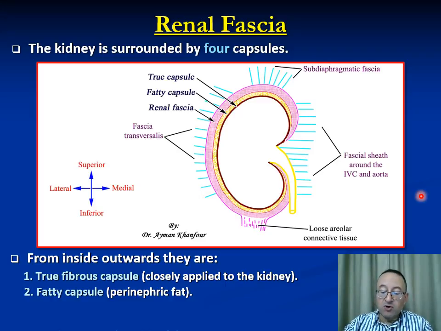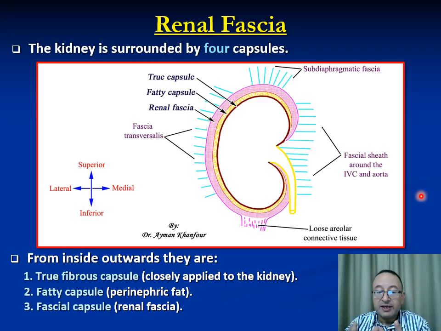What's next? Oh, we have a layer of fascia. It's called renal fascia or fascial capsule. Upwards, it is attached to subdiaphragmatic fascia, laterally to fascia transversalis, medially, it crosses the midline to reach the other side. The only part which is loose in this fascia is the lower part. That's why, if we have a perinephric abscess, what is the site of propagation and the drainage of this abscess? Downwards. Why? Because it is covered by loose areolar connective tissue.